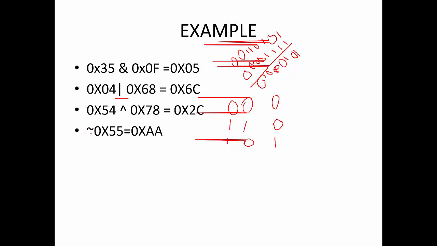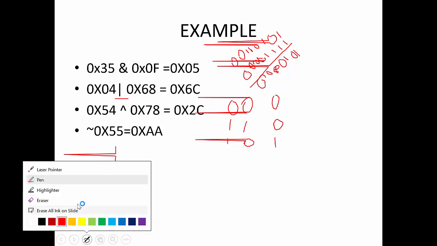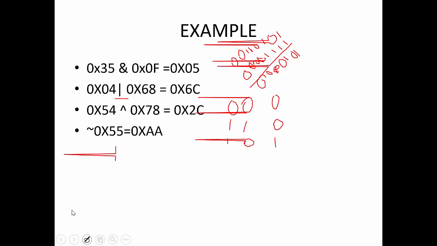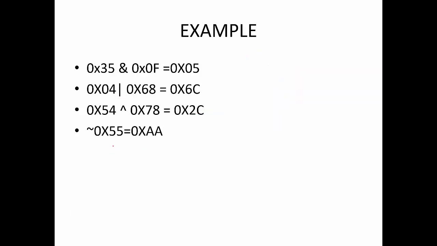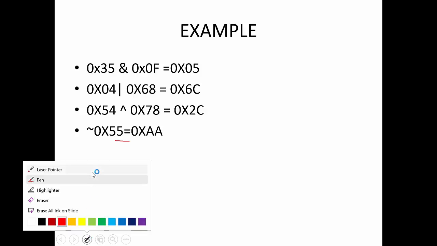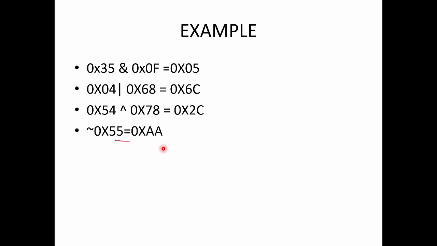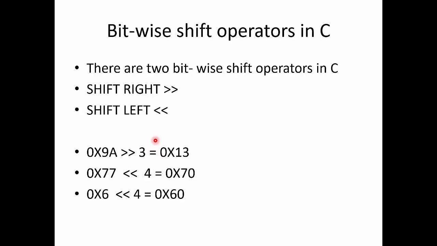And this tilde symbol is invert. Wherever the bit is 1, automatically it will make it a 0. Otherwise, it will make it a 1. Okay, so these are the changes that we are going to see in logical operations.